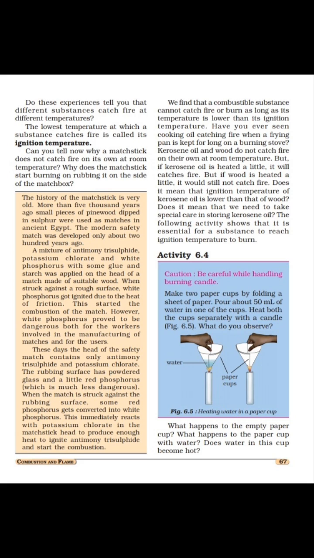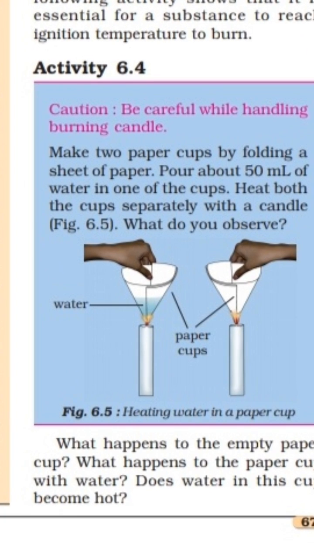In the first two periods we learned about the meaning of combustion, combustible and non-combustible substances, and how air is required for combustion. Then we learned about the ignition temperature of different substances and the history of the matchstick. Up to activity 6.4 we covered in the last period. Today we will see the remaining part of this chapter. Now see activity 6.4.